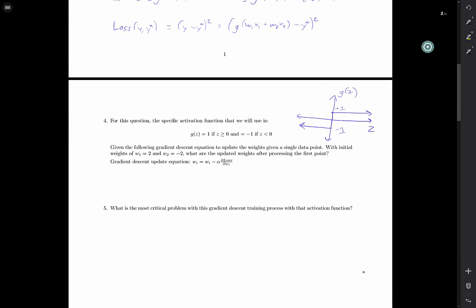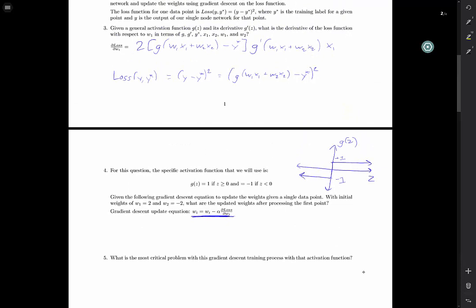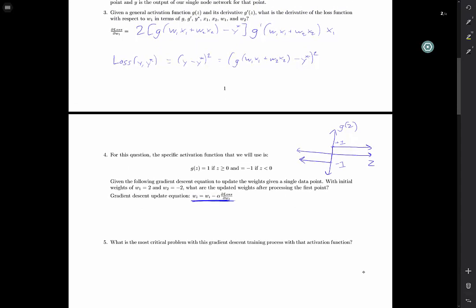Okay, so we already did the gradient descent equation, and now what they're going to ask us is what are the updated weights after we do this. What we're going to notice is that d loss with respect to dw1 depends on the derivative of the activation function, g prime of z.